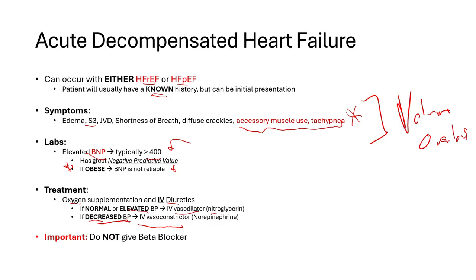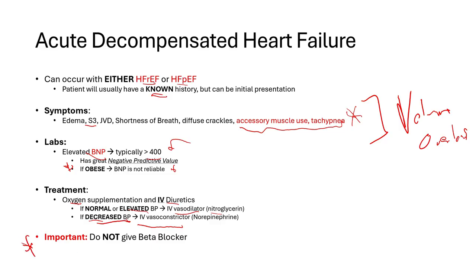It is also important to know that we do not, and I cannot emphasize that enough, give a beta blocker. We stop their home beta blocker. The reason being is because of their negative inotropic effects. This can lead to further decreased contractility and thus more fluid overload. So we stop their beta blocker.